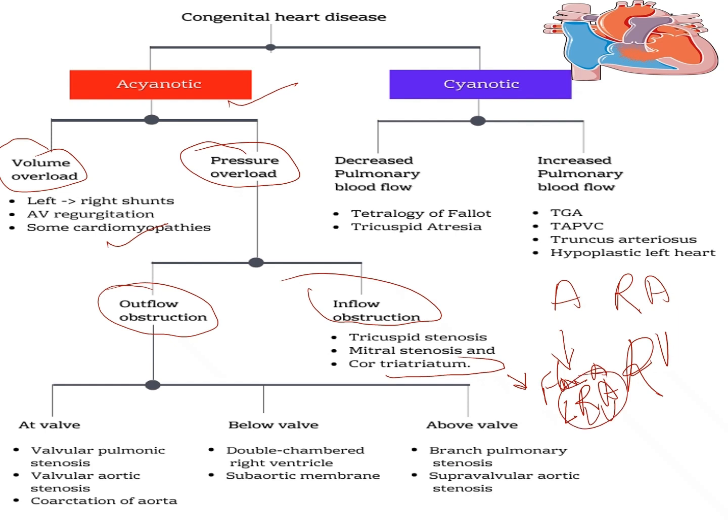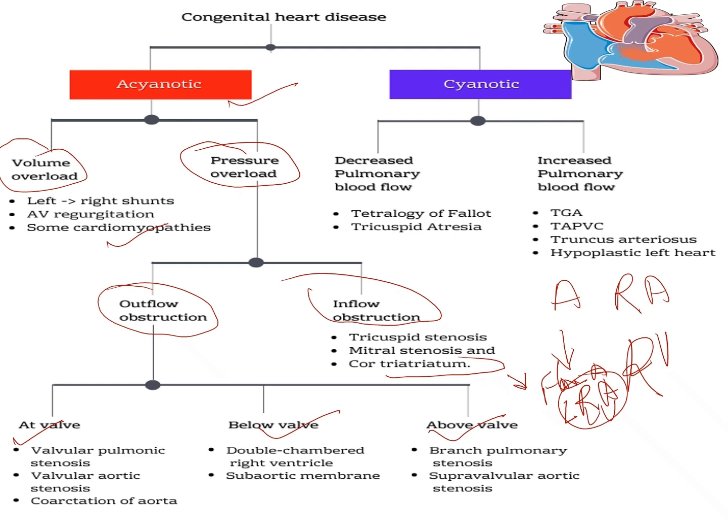leading to inflow obstruction, whereas outflow obstruction occurs at the valve level, below the valve level, and above the valve level. At the valve level there is valvular pulmonic stenosis, valvular aortic stenosis, and coarctation of aorta, whereas below the valve there is double chambered right ventricle and subaortic membrane, and above the valve there is branch pulmonary stenosis and supravalvular aortic stenosis.